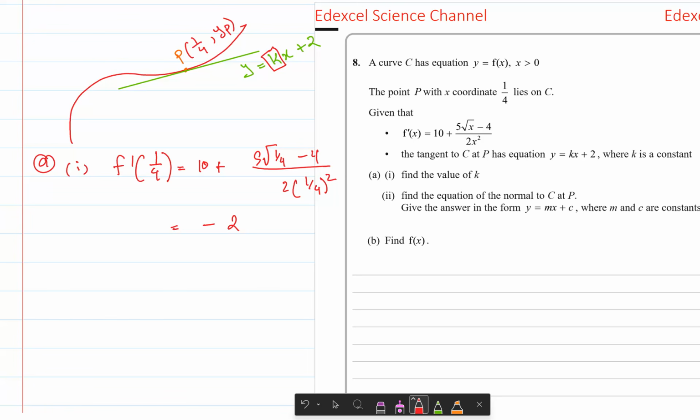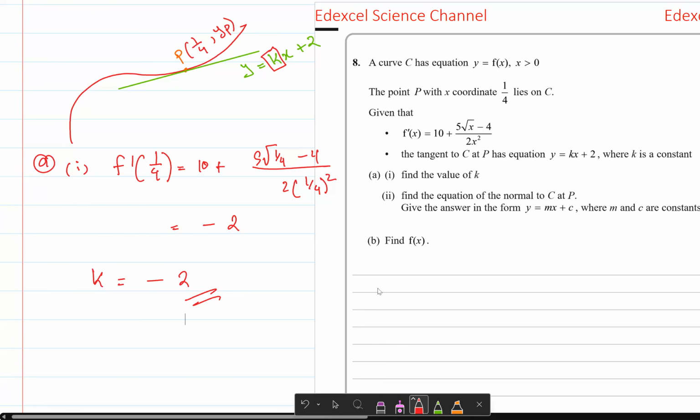Now, I can say that this is basically the gradient of the tangent at point P. So k is basically -2.